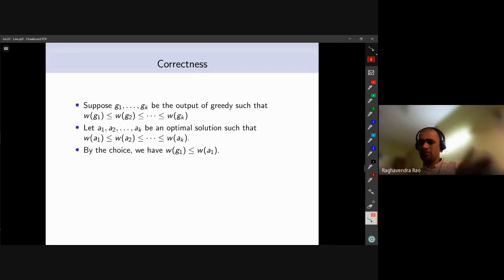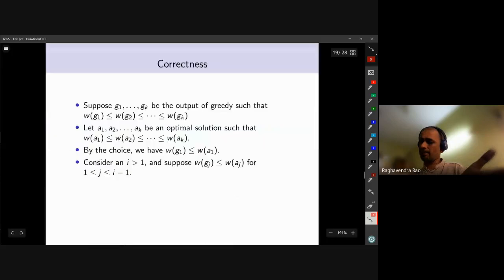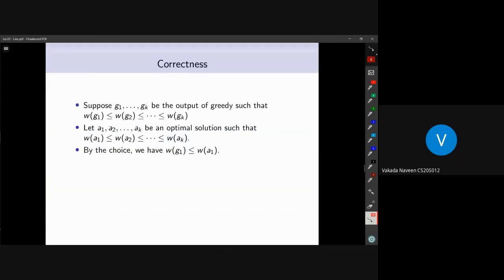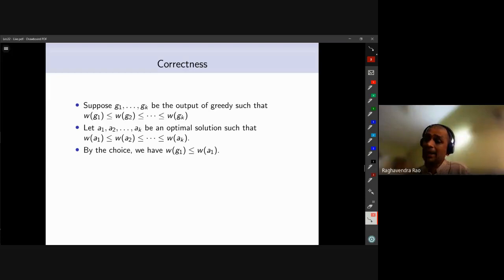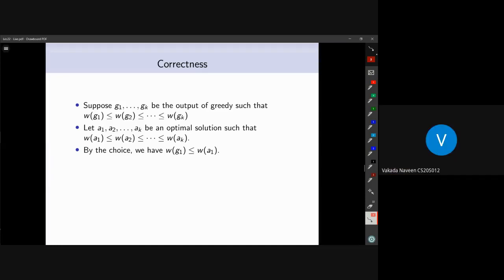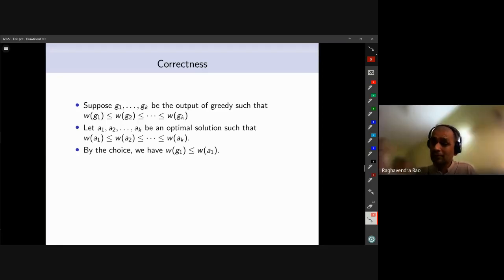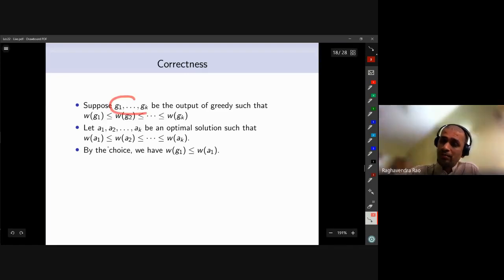Yeah, so now what we do is we just apply... Sir, I have a doubt here. Yes, please. Shouldn't both the weights be equal? That we don't know. See, this optimal solution is given by an adversary, right? We don't really know. If the weight of G1 is less than the weight of A1, then we should definitely choose G1 only, sir, in the first choice. No. See, this is our choice. This is our algorithm. This is given by the adversary.